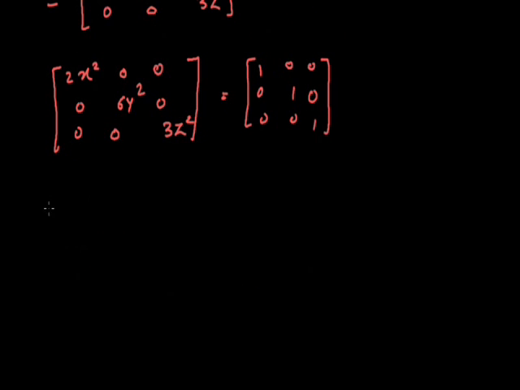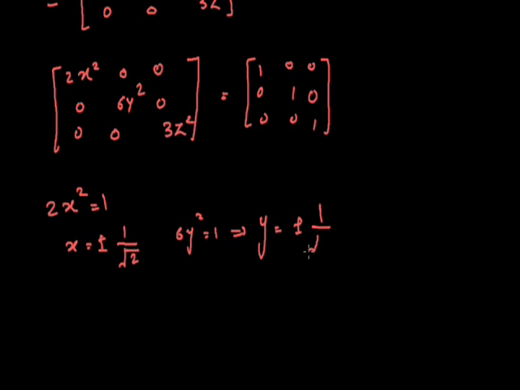So 2x square equals 1, so x equals plus minus 1 by root 2. 6y square equals 1, so y equals plus minus 1 upon root 6. Now 3z square equals 1, so z equals plus minus 1 by root 3.